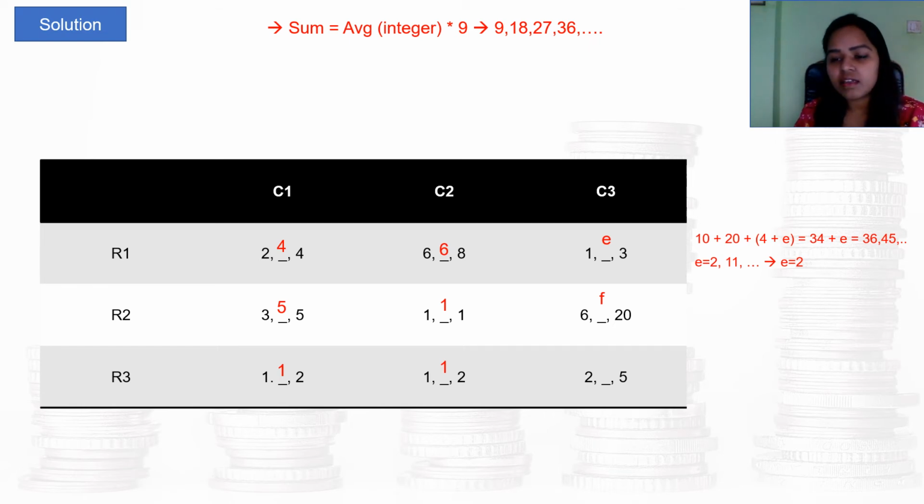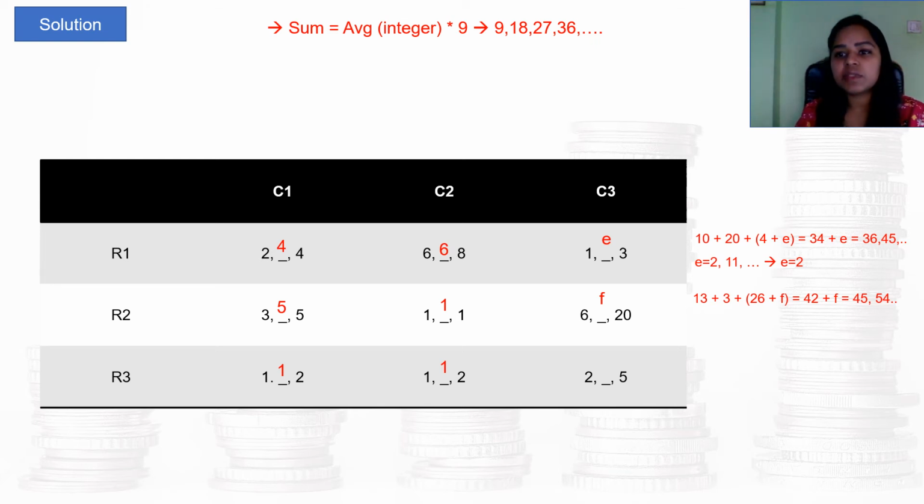The missing detail, let us assume it as F. And now let's see the sum of row 2. So 5 plus 5 plus 3, row 2, column 1, right? So that is 13. Row 2, column 2, 1 plus 1 plus 1, that is 3. Row 2, column 3, 6 plus F plus 20, that is 26 plus F. So in total it is 42 plus F.